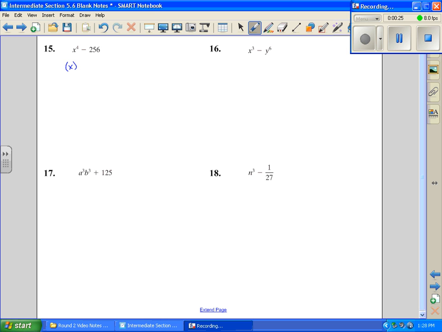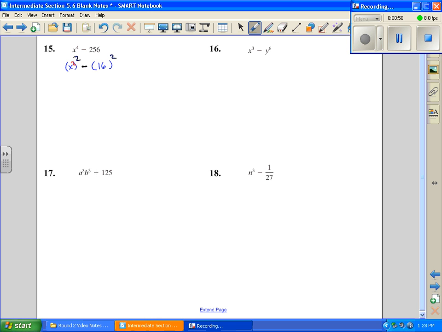For it to be a difference of perfect squares, it has to be able to be something squared. Well, 16 squared is 256, and x squared, squared is going to be x to the fourth. So when that works out, this works. This is a difference of perfect squares.